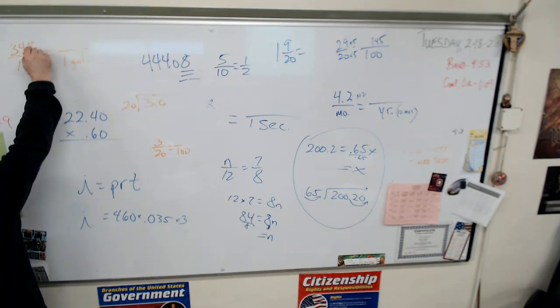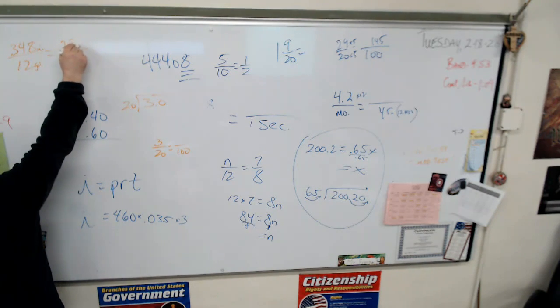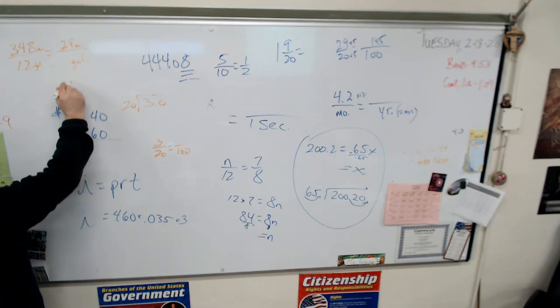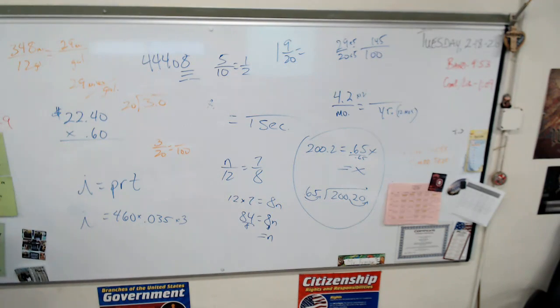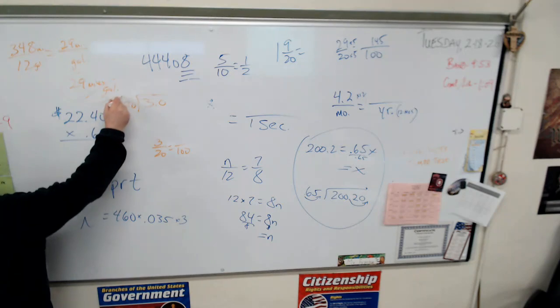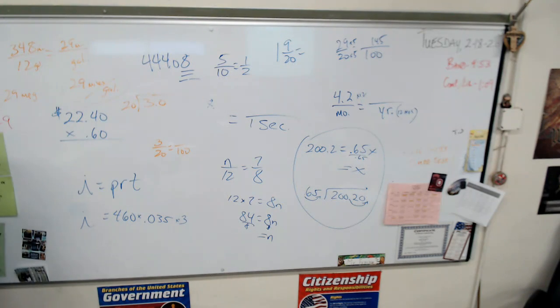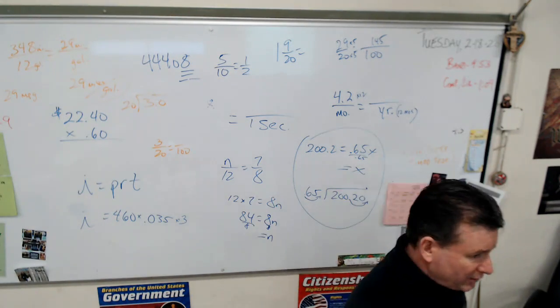29 miles per gallon. That's the way you'll see it written, or they'll just do this. You've seen MPG before, right? Yes. Miles per gallon.